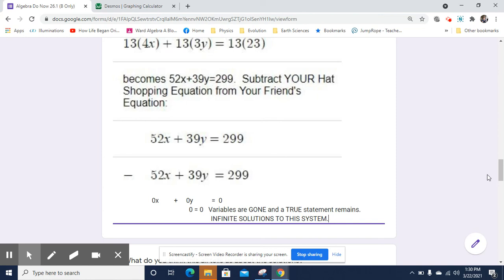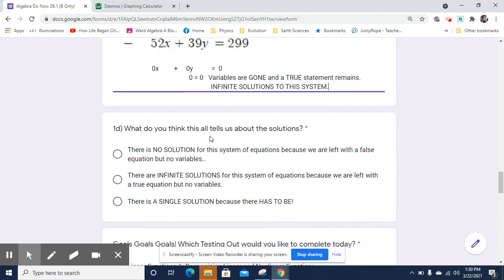And there you go. Now, last question for you is, what do you think this tells us about the solutions? Well, no solutions would be if they were parallel lines and they never touched. Single solution, they'd intersect in one place. Infinite solutions is where they are the same line.